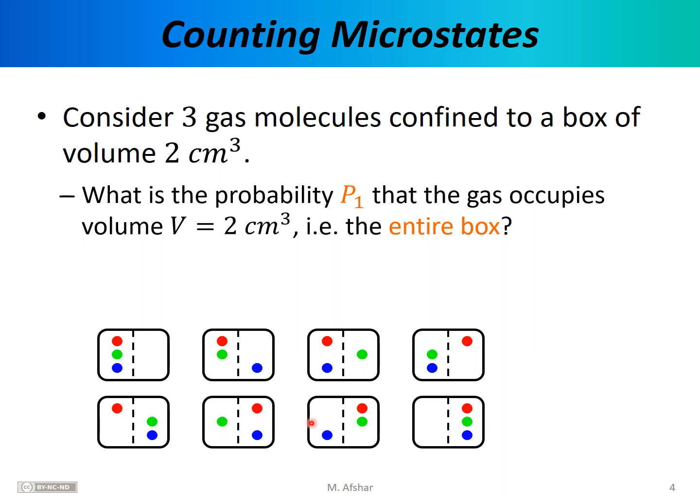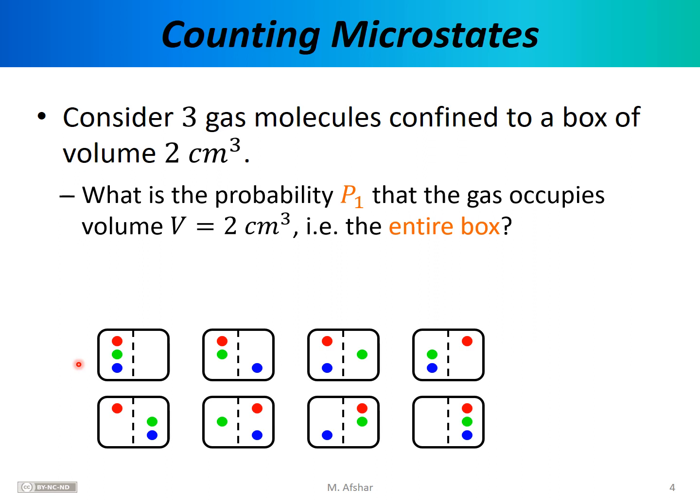There are three of those situations. One final possible state is one in which all three molecules are in the right half. So each one of these pictures is essentially giving us a very microscopic description of what could happen. Roughly speaking, we can refer to each picture as a microstate.